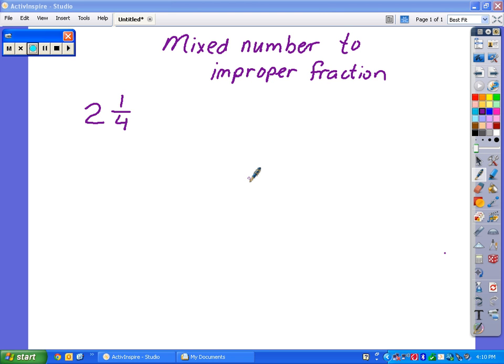Okay, we're going to talk about writing mixed numbers as improper fractions. We're going to use the fraction 2 1/4. First of all, I want to model 2 1/4. I want to draw a picture of it.